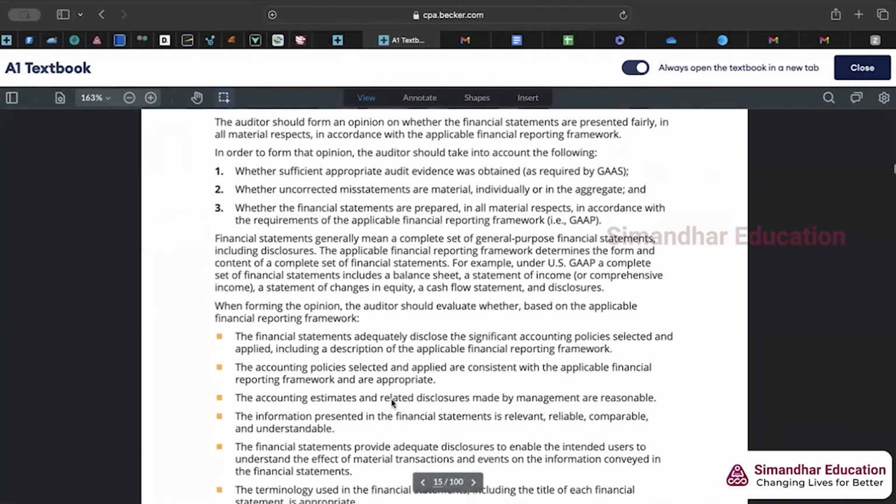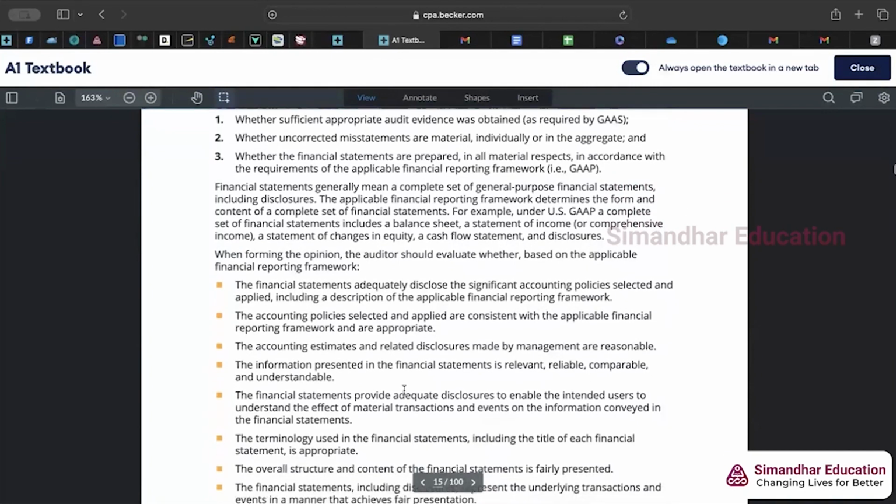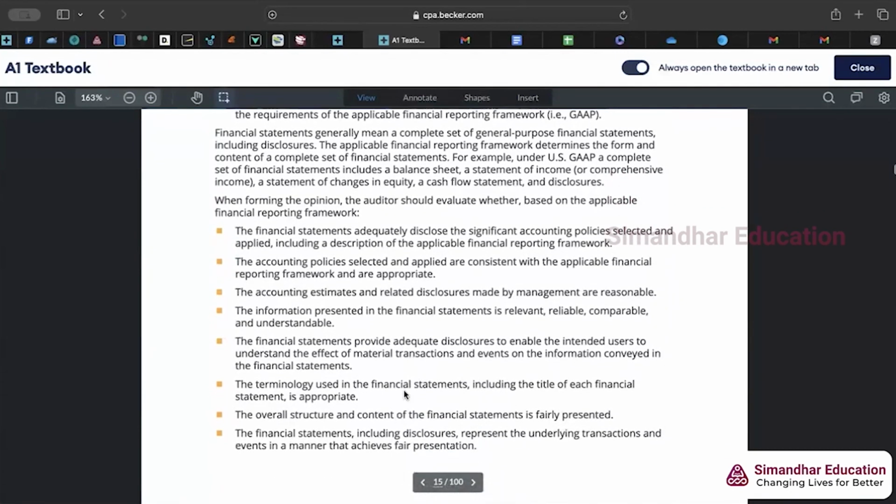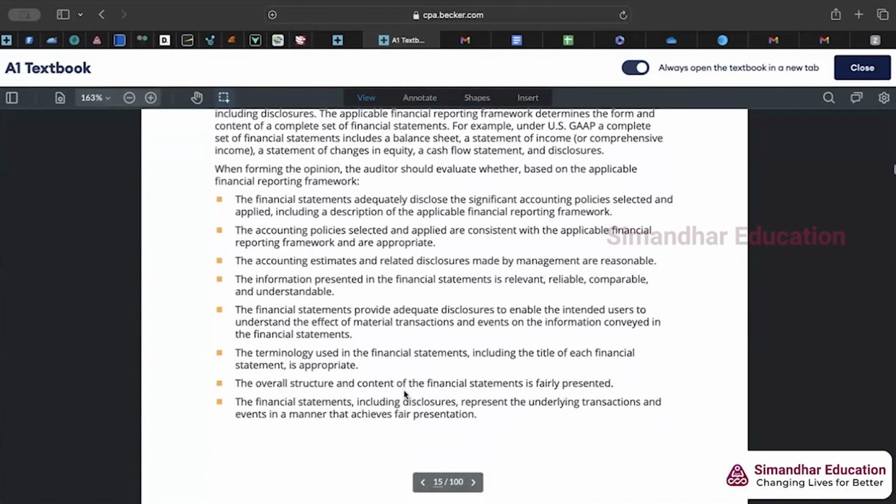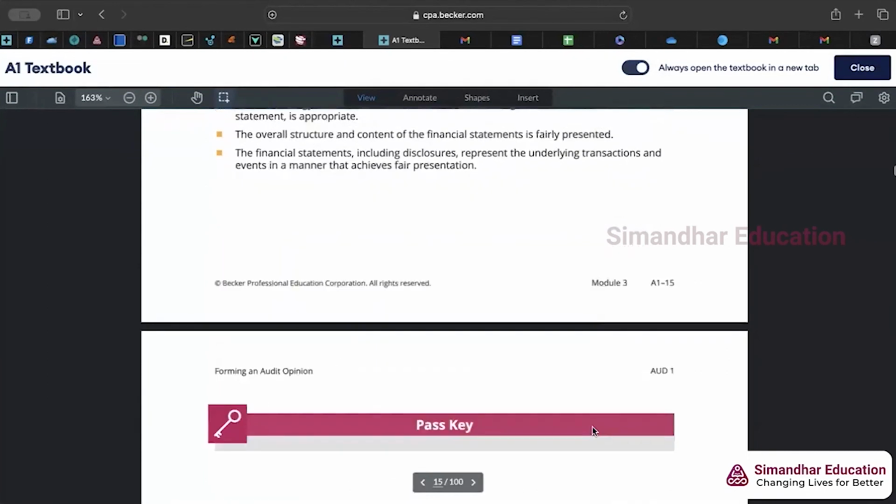The auditor evaluates whether the financial statements are adequately disclosing the significant accounting policies selected and applied, including a description of the applicable financial reporting framework. The accounting policies are consistently applied. Estimates and disclosures made by the management are reasonable. Information presented is relevant and reliable. Terminology used is appropriate. The overall structure of the financial statements is correct or not. And whether the financial statements are achieving the fair presentation rule or not.